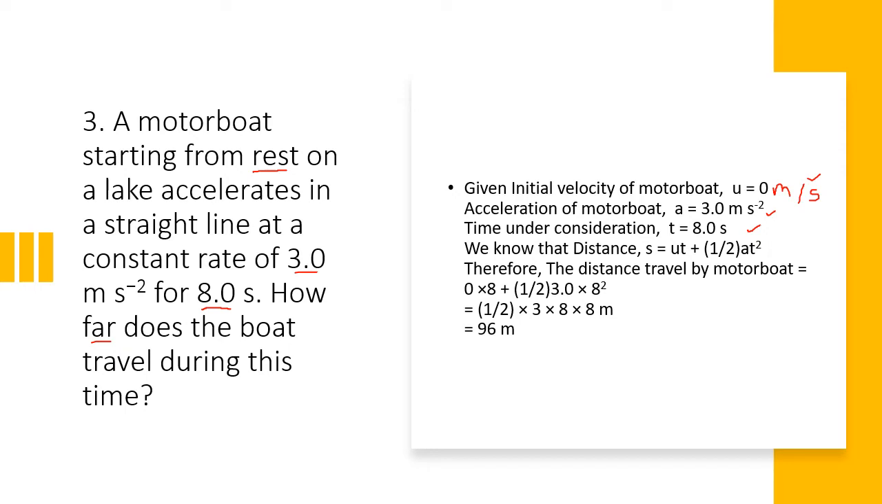So according to the second equation of motion, s equals ut plus half a t squared. So u is 0, then half, a is 3 and t is also given, 8. So once you substitute all your values, you will get 96 meters. This is the distance covered by the boat during 8 seconds.